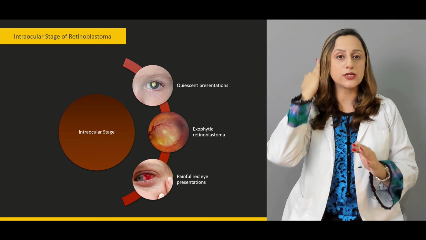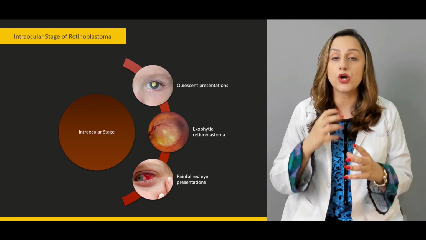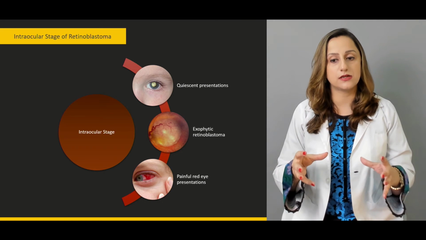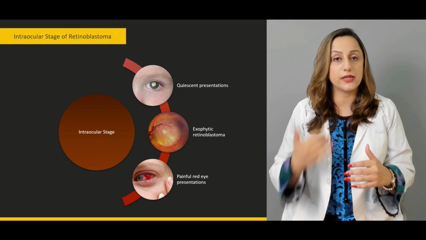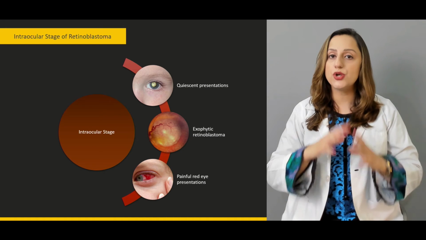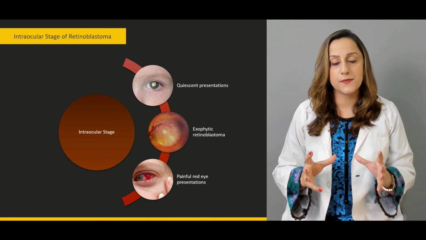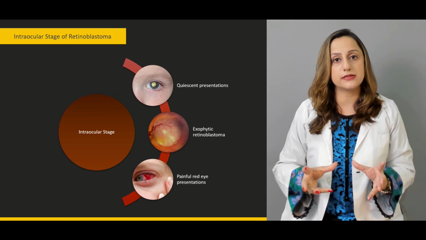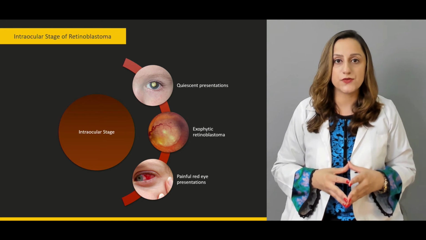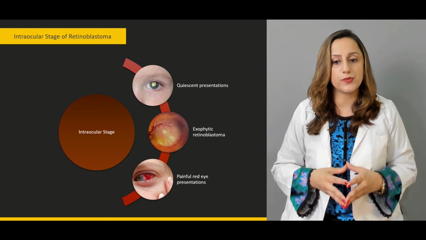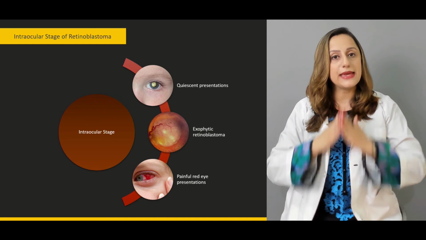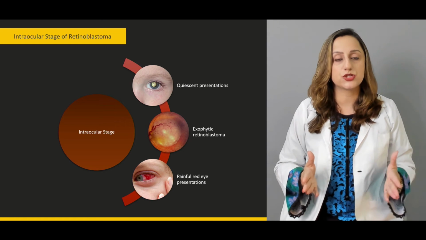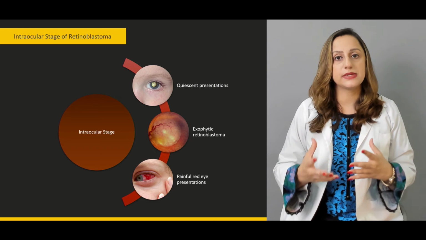The exophytic retinoblastoma has this particular cottage cheese appearance that is quite particular to it. When you have the ophthalmoscope at your hand and you're looking at the fundus of the patient, that would give you a typical cottage cheese appearance that is very suggestive of the exophytic retinoblastoma. And then sometimes a painful red eye is relatable to retinoblastoma.